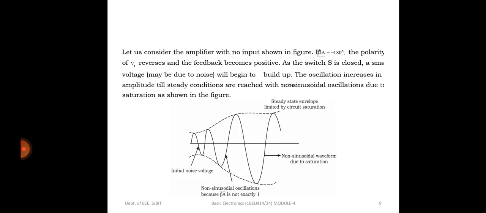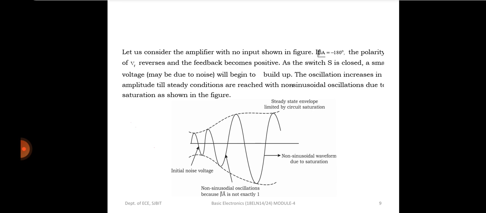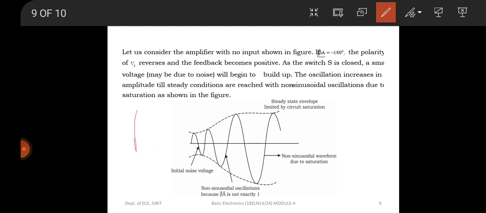Now let us have a look at how the initial noise voltage is produced. The Barkhausen criteria states that the loop gain A beta is equal to 1, or it has an angle of 360 degrees. The Barkhausen criteria for oscillation states that for sustained oscillation, the loop gain A beta must be equal to 1, and the phase shift around the loop must be 0 degrees or 360 degrees.